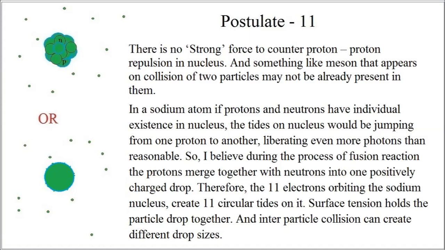So, I believe during the process of fusion reaction, the protons merge together with neutrons into one positively charged drop. Therefore, the 11 electrons orbiting the sodium nucleus create 11 circular tides on it. Surface tension holds the particle drop together, and interparticle collisions can create different drop sizes.